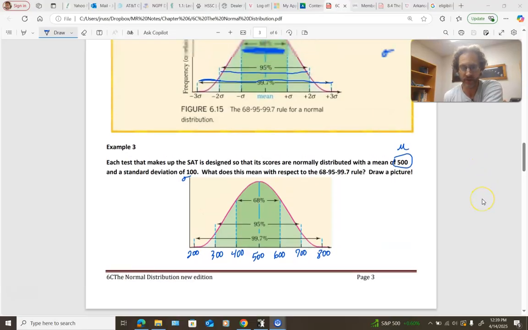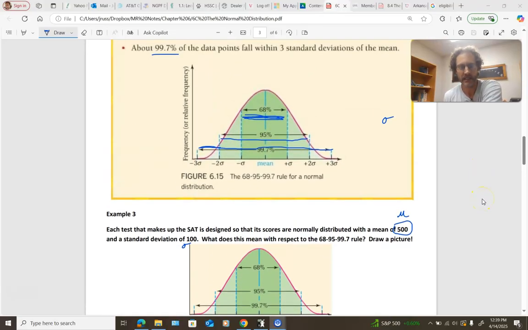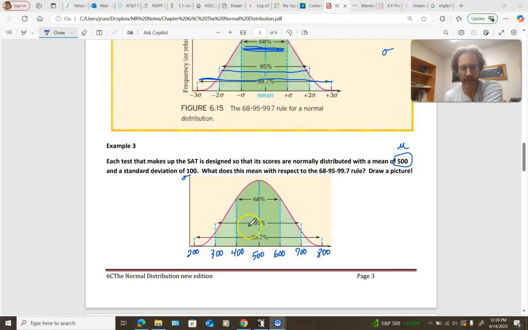Okay, so this last example, what we did was we assumed that this normal curve represented the distribution of SAT scores. The mean was 500, so it's here in the middle. And the standard deviation was 100, and so we just marked these off. One standard deviation above the mean would be 600, and then 700 and 800.